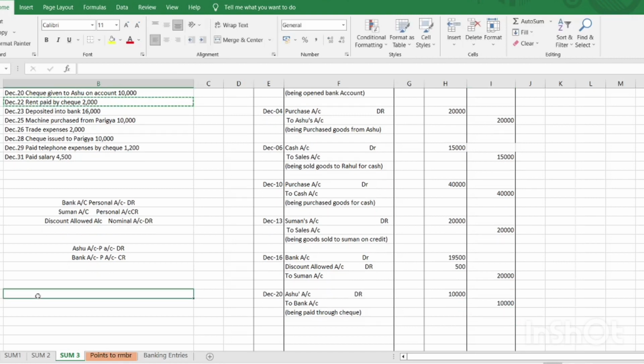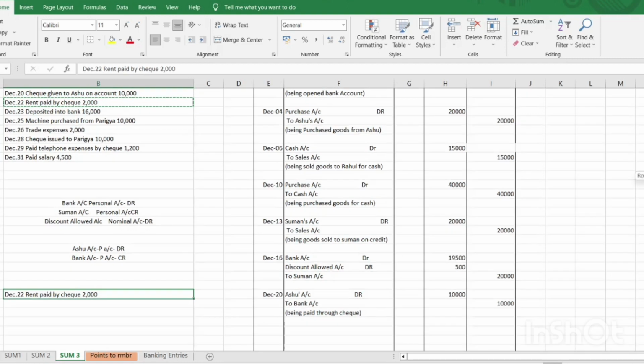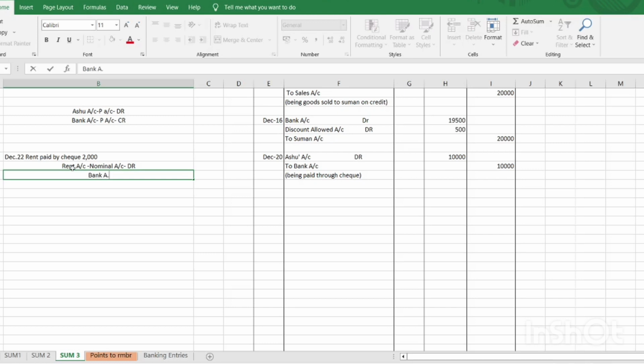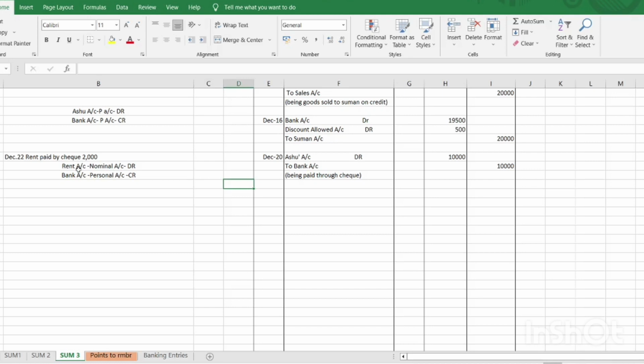Next entry, here I am pasting it for you. December 22, rent paid by check 2,000 rupees. Let us analyze here first two accounts, that is rent account. We know it's a nominal account and here we are paying, so it's an expense for us, so it's debited. We are paying it through check, so bank account, and again bank account is a personal account and it's credited.